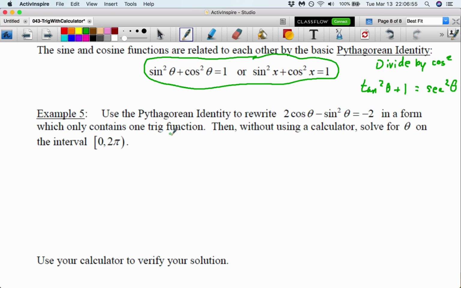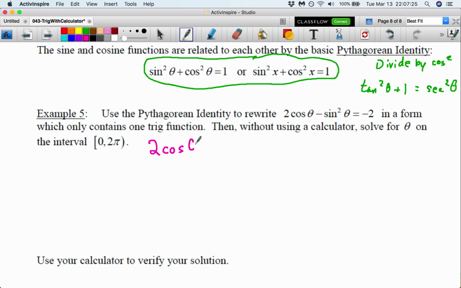So they ask you in this problem to use the Pythagorean identity to rewrite this in a form with only one trig function. Then without using a calculator, solve for theta. All right. So your goal is to make this say only cosine or only sine. 3, 2, 1. It's okay if you got stuck. This is weird. I'm not sure many pre-calc courses go this deep.